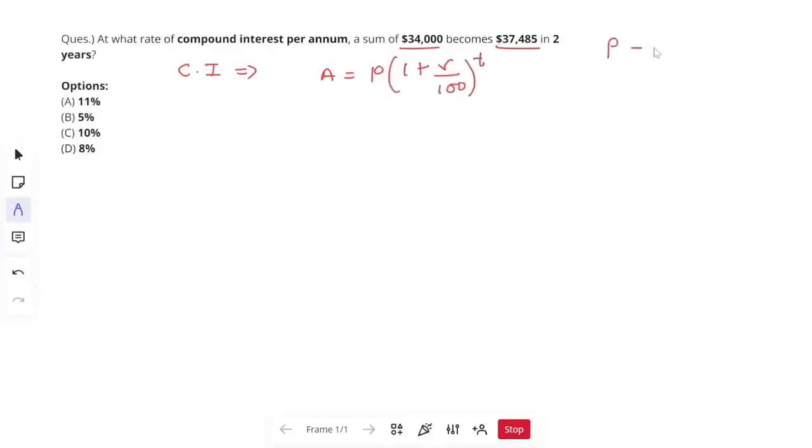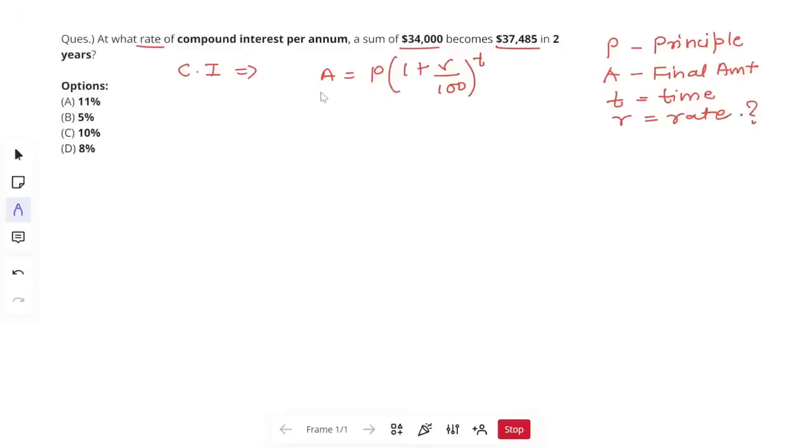Here P stands for principal, A stands for final amount, T stands for time, and R stands for rate. What we are asked is the rate, which means we are asked for this value, and everything else is given to us. Let's start substituting the values that we have.